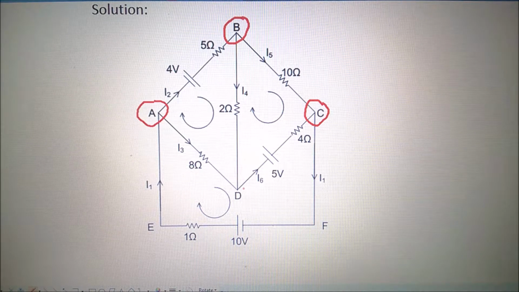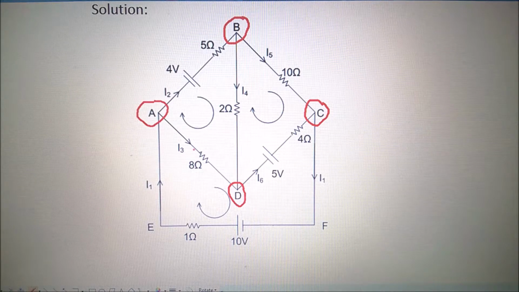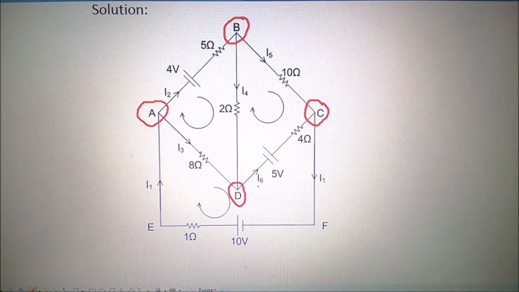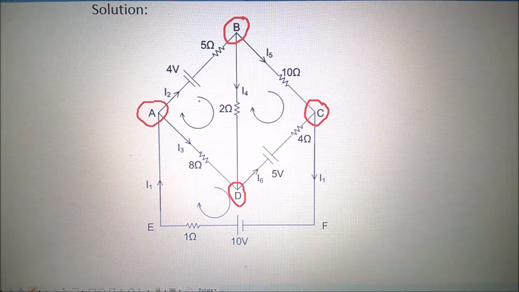And at junction D, if you apply the same Kirchhoff's current law, then we find that I6 is outgoing and I3 and I4 are incoming. Therefore, I6 is equal to I3 plus I4. Now we'll apply Kirchhoff's voltage law, first in the mesh ABDA.